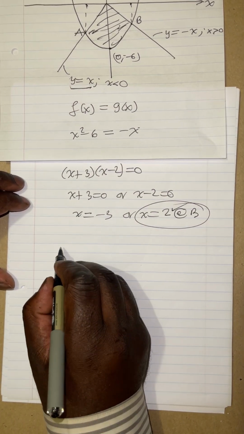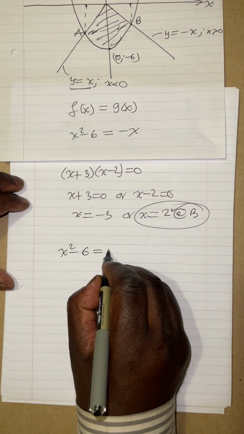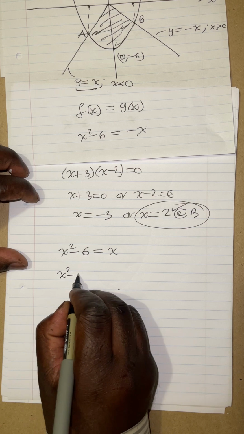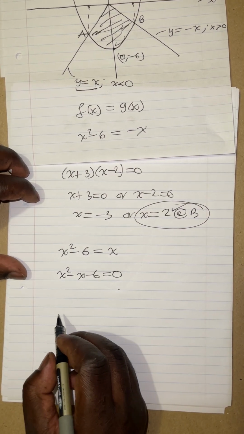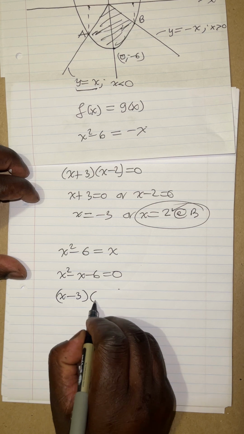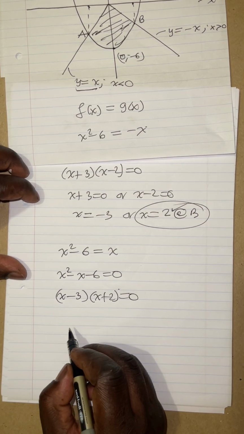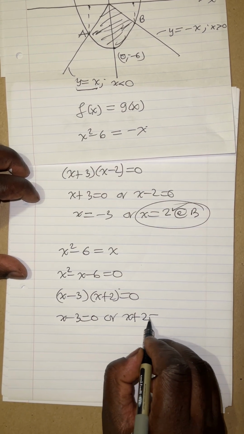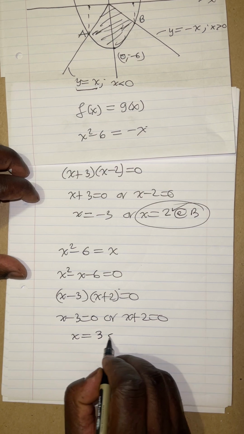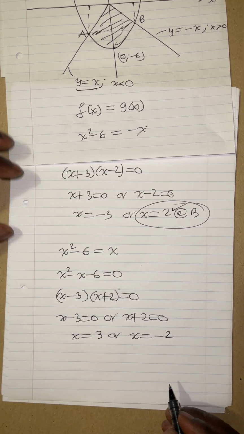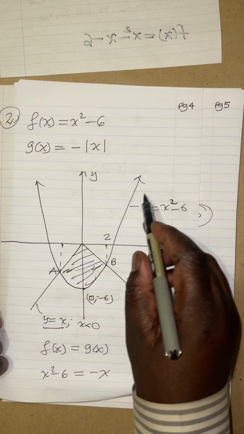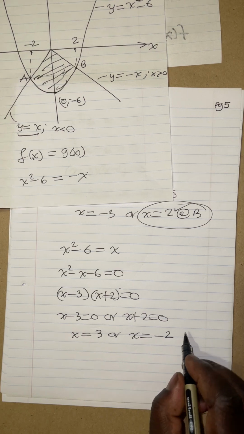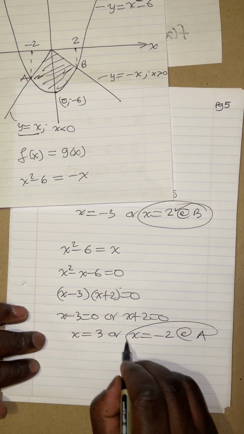And then I'm going to have x squared minus 6 equals x. Remember this part here? Solving this, x squared minus x minus 6 equals 0. Factorizing this, it is x minus 3 and then x plus 2 equals 0. So x minus 3 equals 0 or x plus 2 equals 0. This gives you x equals 3 or x equals minus 2. Again, it tells us that if we extend this, it will cut this function at x equals 3, but here we're interested in minus 2, which is at A, the lower limit of integration.